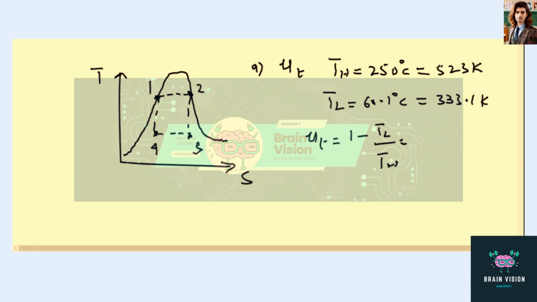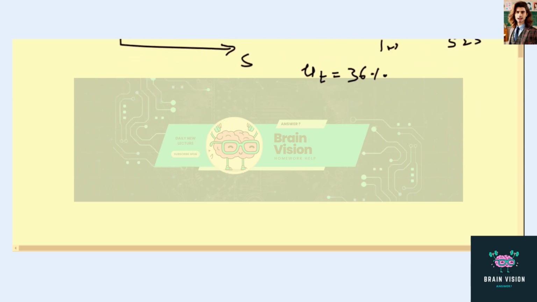So we have 1 minus 333.1 divided by 523. So thermal efficiency is equal to 36%. All right, now let us do part B.